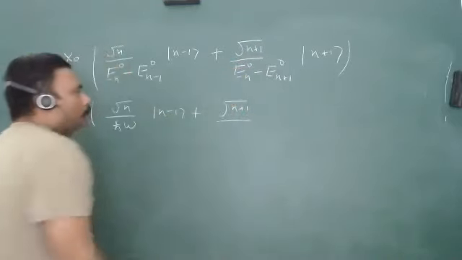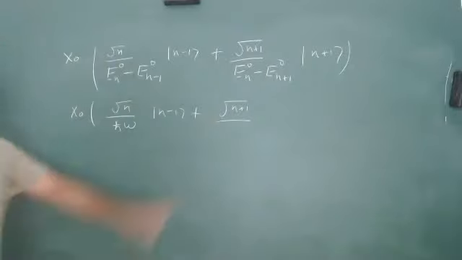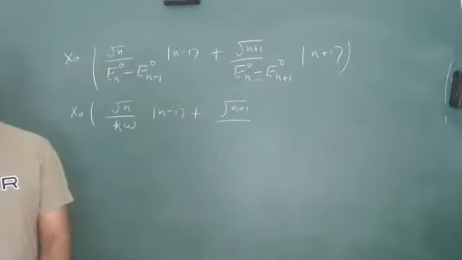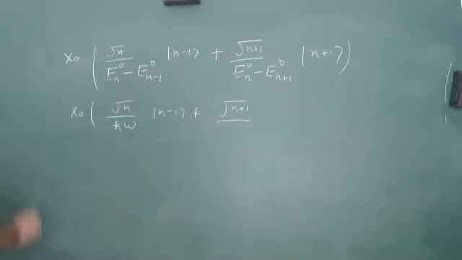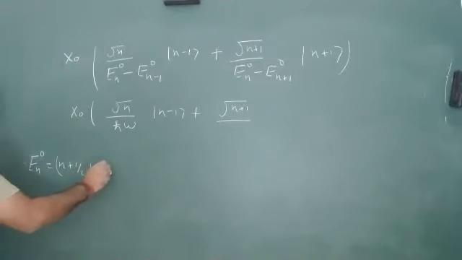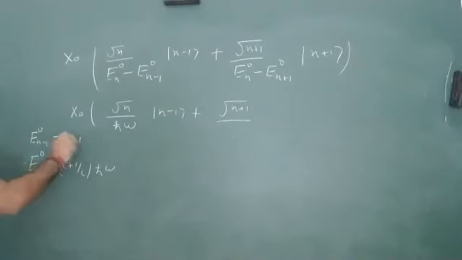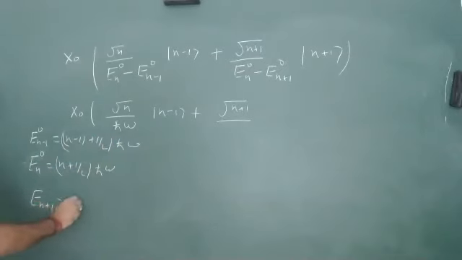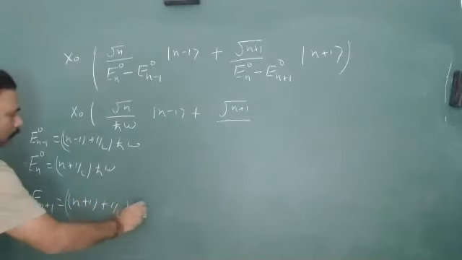What is this value? This value, H cut omega 1 will reach, minus H cut omega. This value is En0, what is it? En0 is equal to n plus half H cut omega. En minus 1, 0 is n minus 1 plus half H cut omega, and En plus 1 is n plus 1 plus half H cut omega, isn't it?